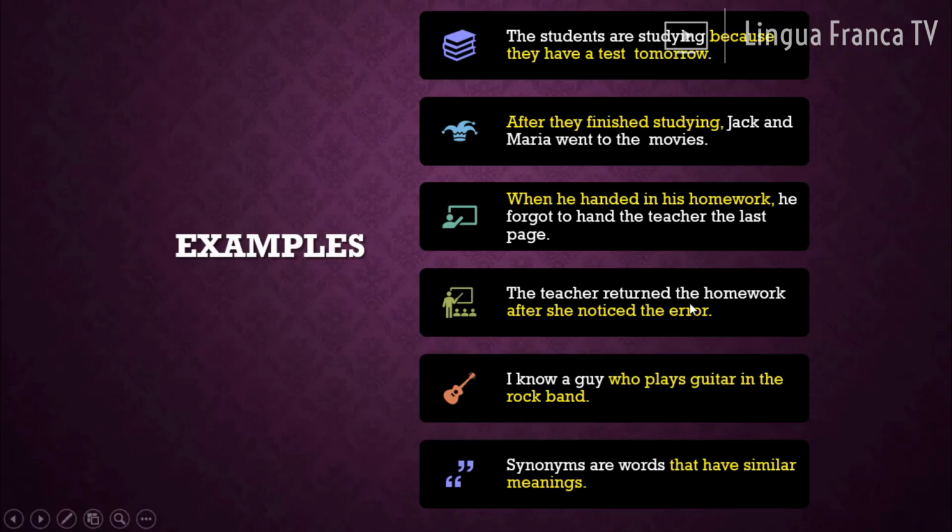The teacher returned the homework after she noticed the error. I know a guy who plays guitar in the rock band. Who plays guitar in the rock band is a dependent clause, but it's a relative clause because it is starting with a relative pronoun, right? Synonyms are words that have similar meanings. So that is again a relative pronoun. Alright, moving ahead, as you can see, all the dependent clauses are in yellow text.